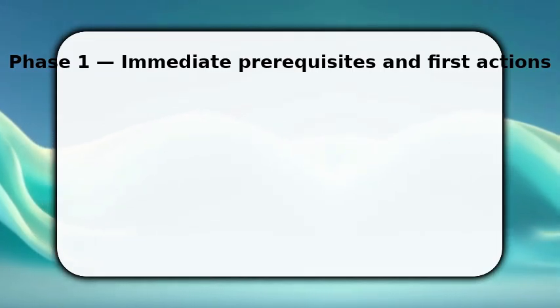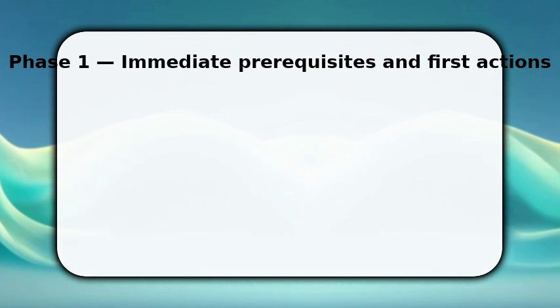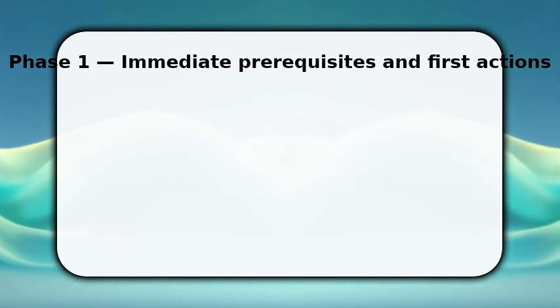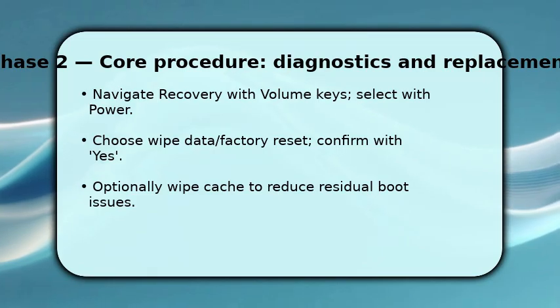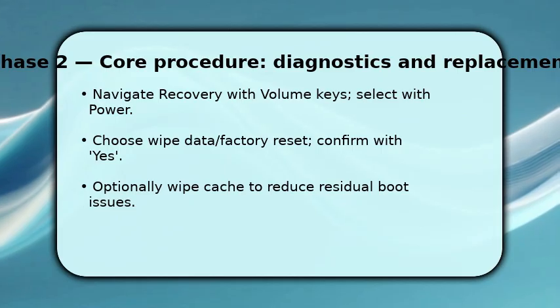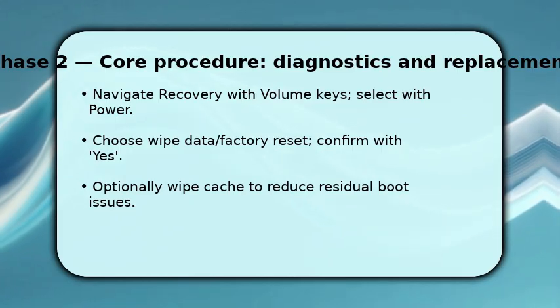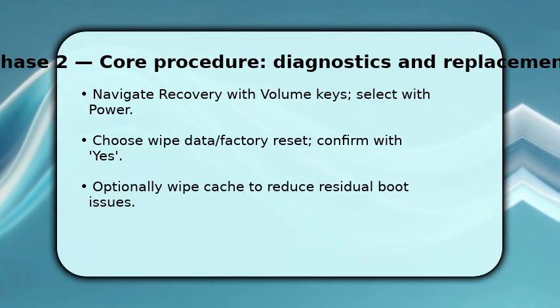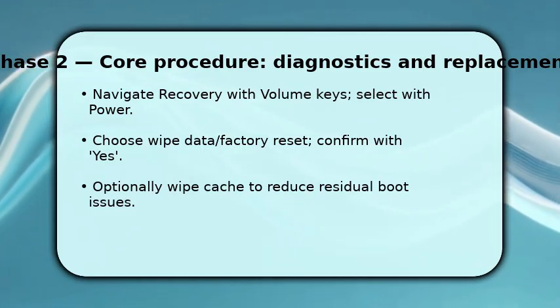Next, power off the phone and boot into recovery using the power plus volume down, and you are in recovery now. Use the volume keys to move and the power key to confirm. Select wipe data/factory reset and follow prompts. This deletes app lock settings and related data, which is why the backup step mattered.